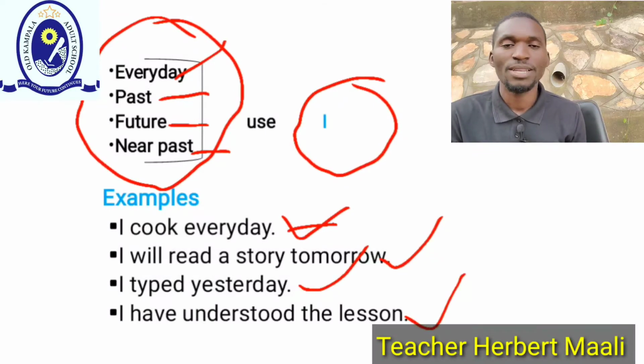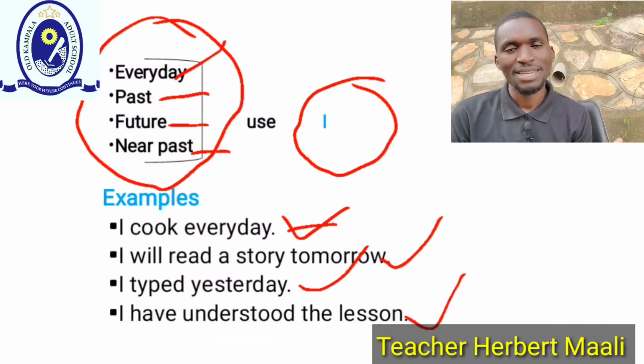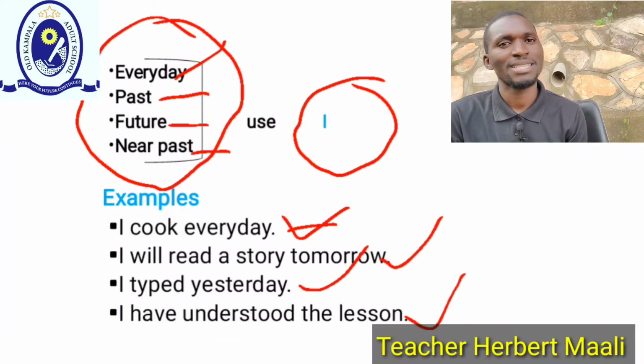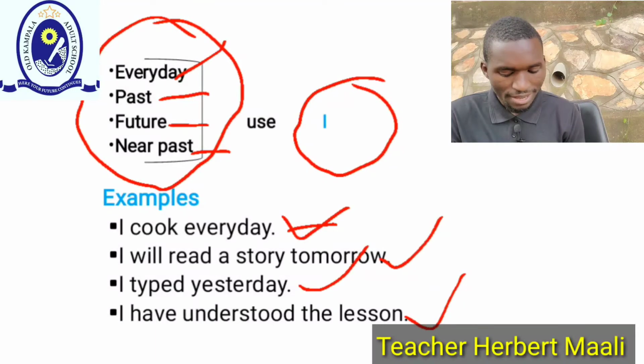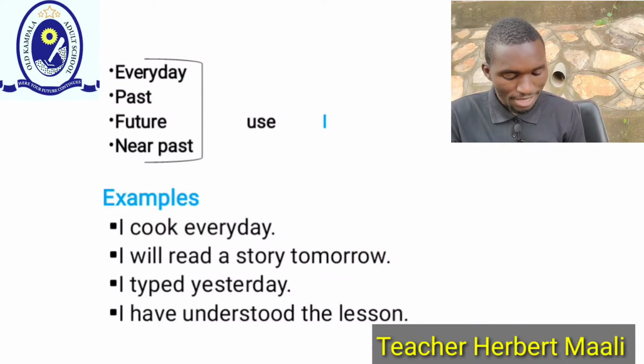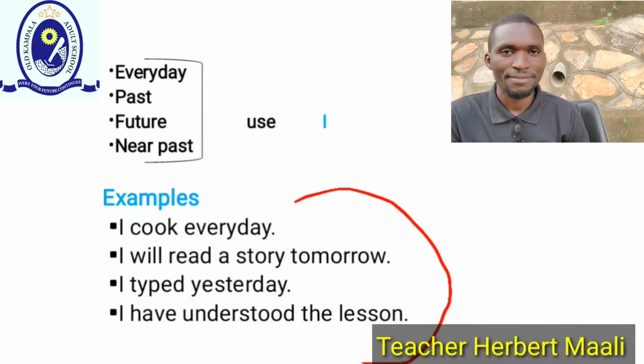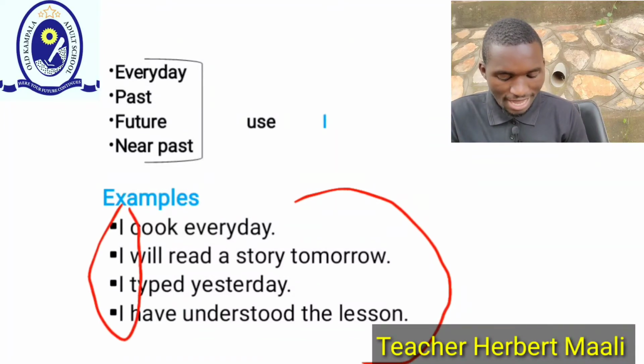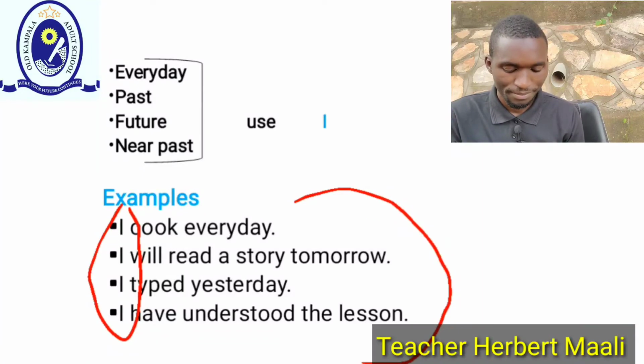Look at this one. I have understood the lesson. A few minutes back, maybe I taught you. After teaching, you say, teacher, I have understood the lesson. It means it is the near past, something that has just happened a few minutes back. So we have understood that when you talk about every day, the past, the future, or the near past, you must use "I." You cannot use "I am." These are some of the examples I have given you. You can see in all of them we used "I," but not "I am."